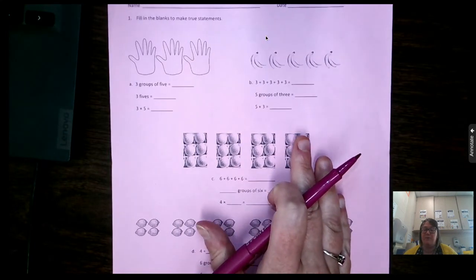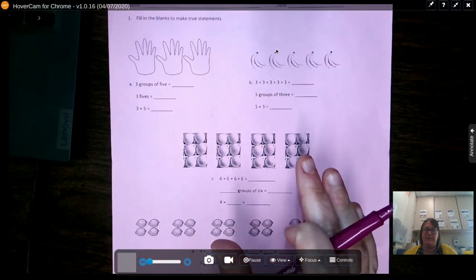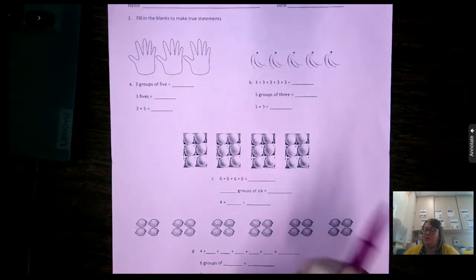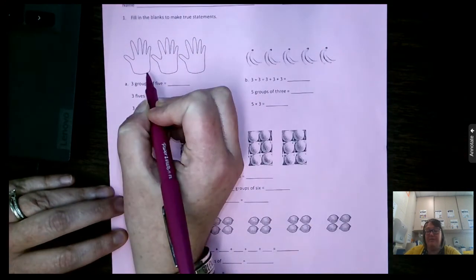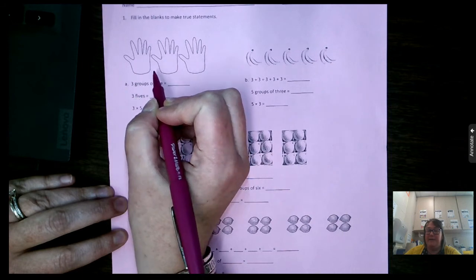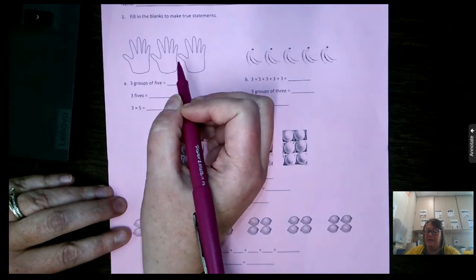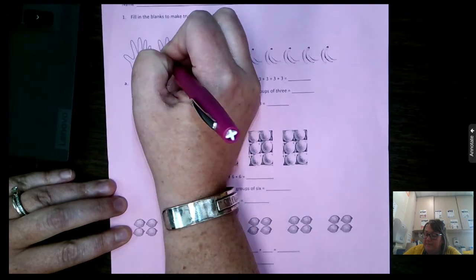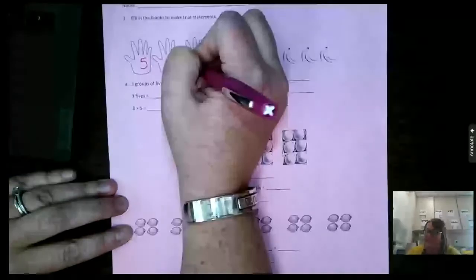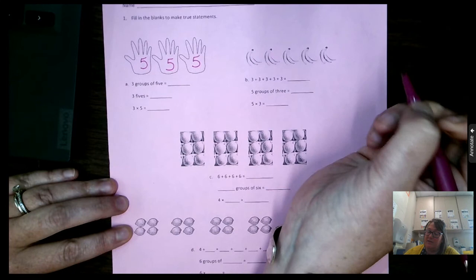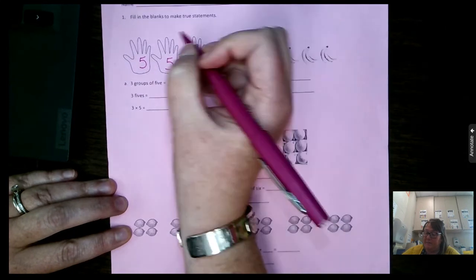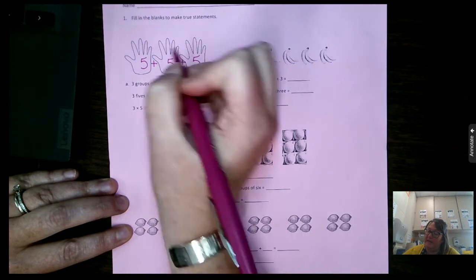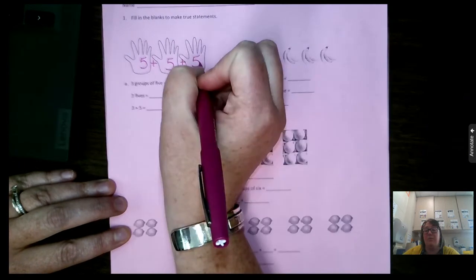So number 1 says to fill in the blanks to make true statements, okay? So we have 3 groups of 5. Well, we have hands, right? So how many fingers are on each hand? 5. So let's put a little 5 right in here. 5, 5, 5. And if we were going to add these all together, like do a repeated addition sentence, let's put a plus sign in between there. Okay? So we have 5 plus 5 plus 5, and we're good at counting by 5s, right?